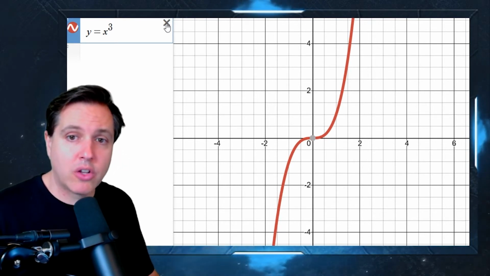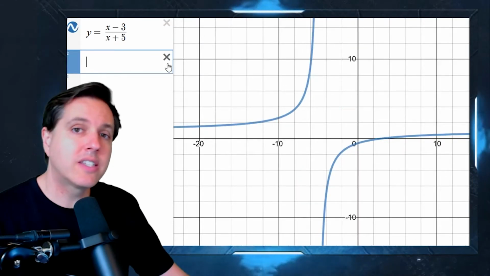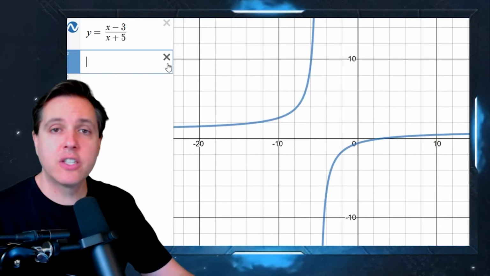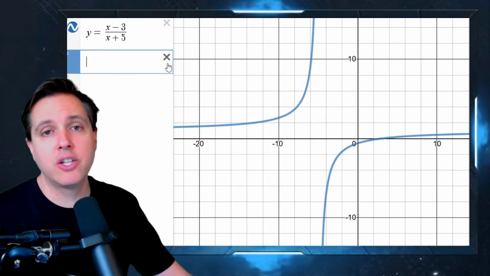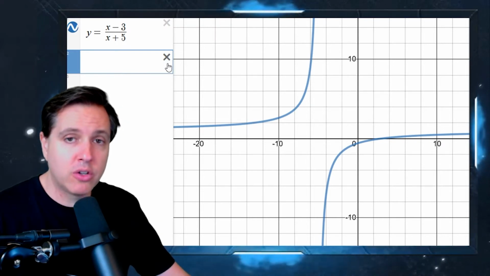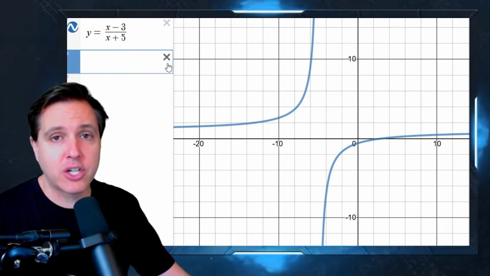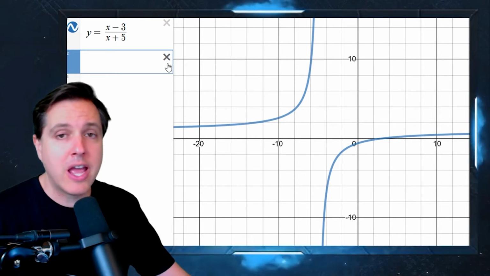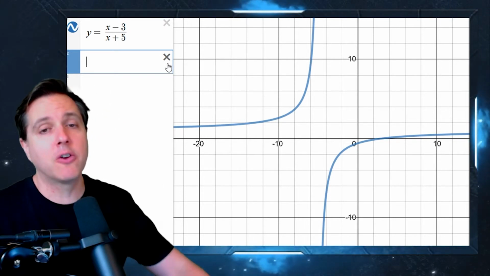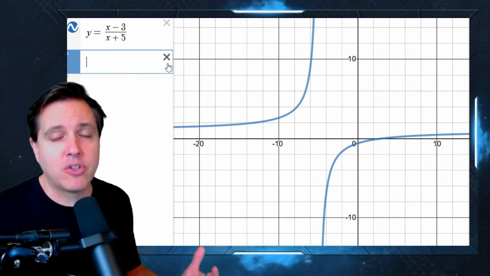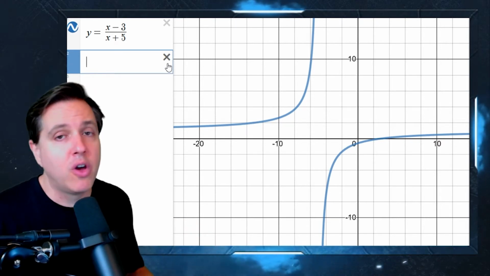The next thing we want to look at is rational functions. Remember, a rational function is really just a polynomial over a polynomial. So it's a fraction with a polynomial in the numerator and a polynomial in the denominator. So there are various things we have to do in order to go through and figure out what these are all about.